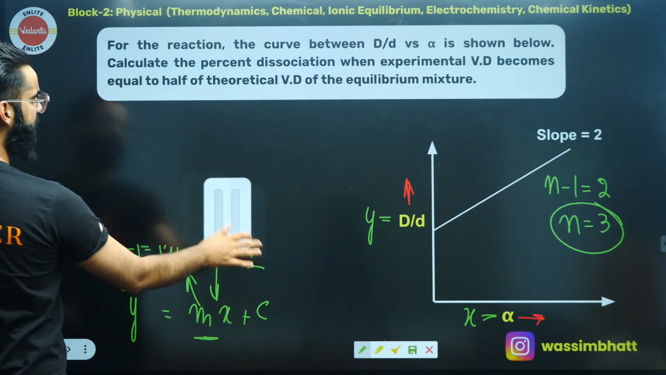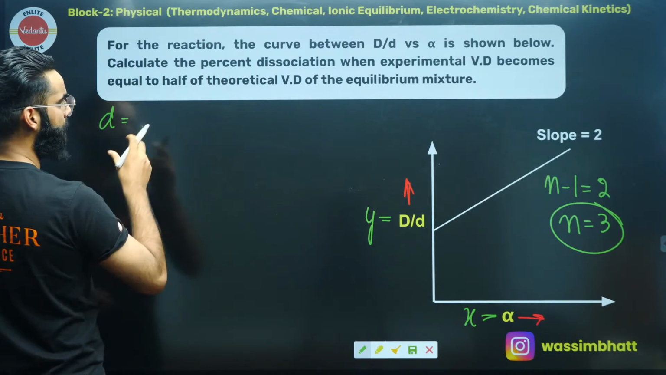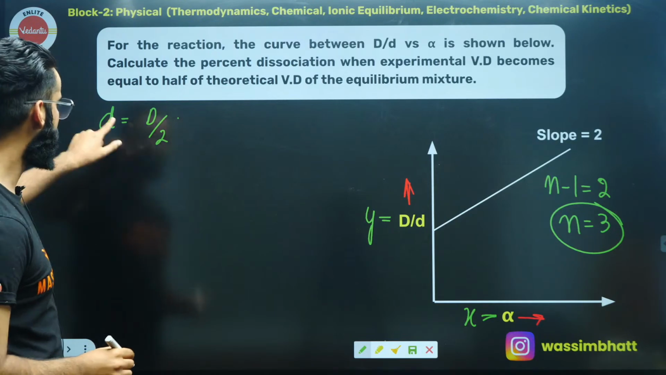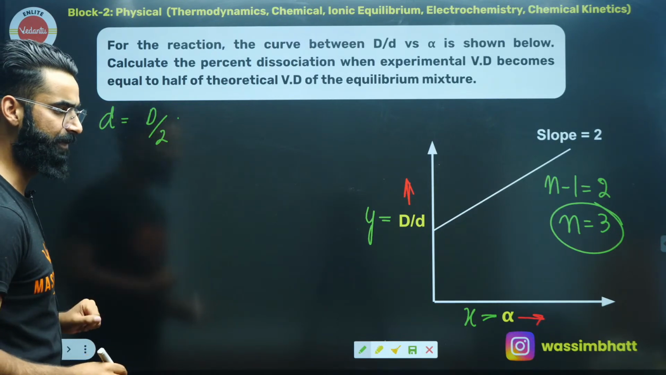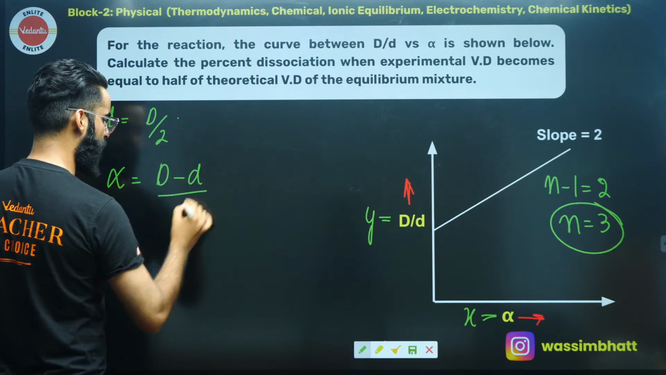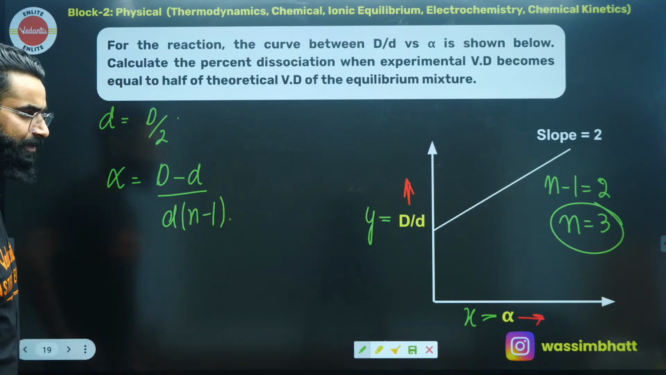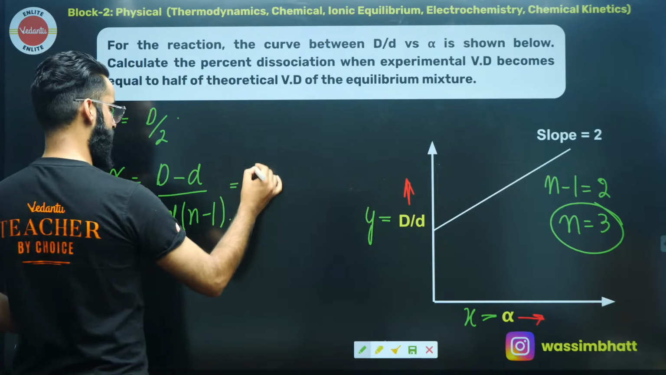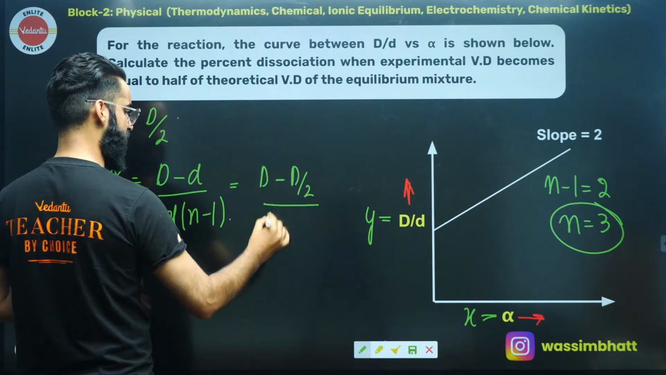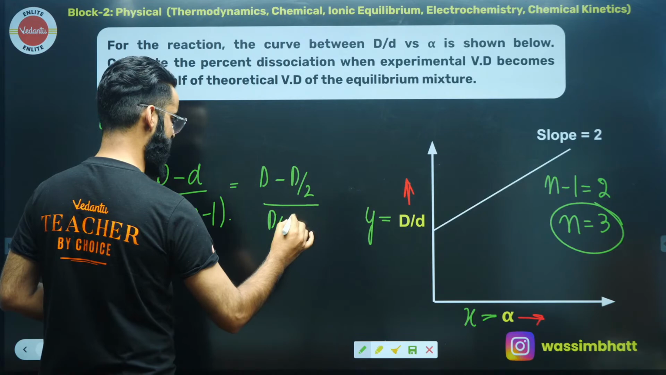Calculate the percentage dissociation when the experimental vapor density, that is small d, becomes equal to half of the theoretical vapor density. We need to calculate the value of alpha when small d becomes equal to capital D divided by 2. Again, a simple question. Now you shall use the relation alpha = (D - d)/(d(n - 1)). We need to get the value of alpha. It's simply capital D minus small d, which is capital D divided by 2, divided by small d, again capital D divided by 2, times n minus 1. N minus 1 is directly equal to 2.